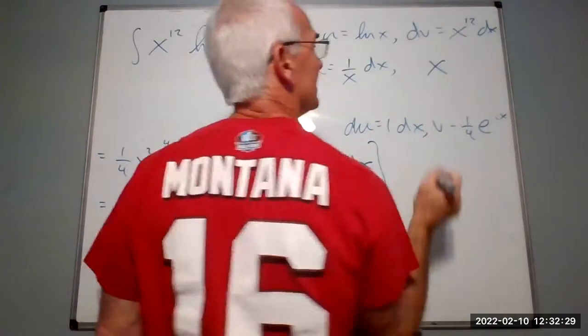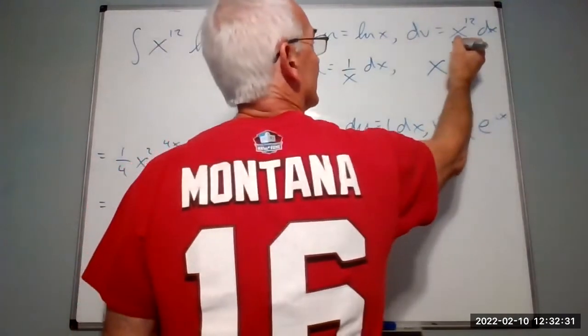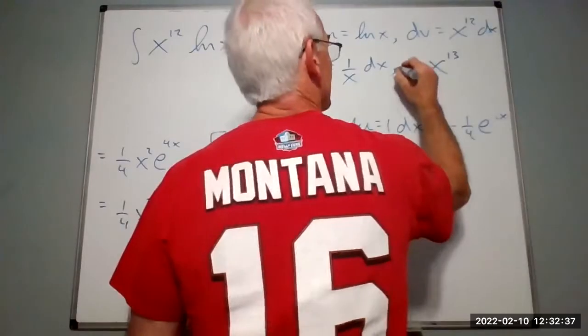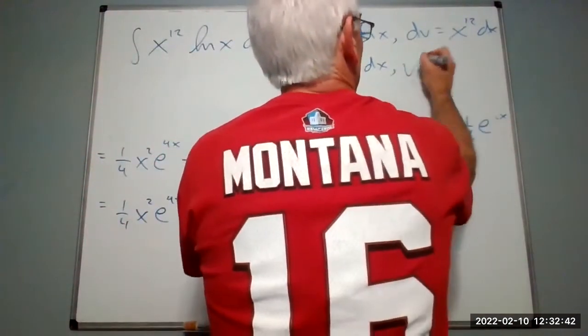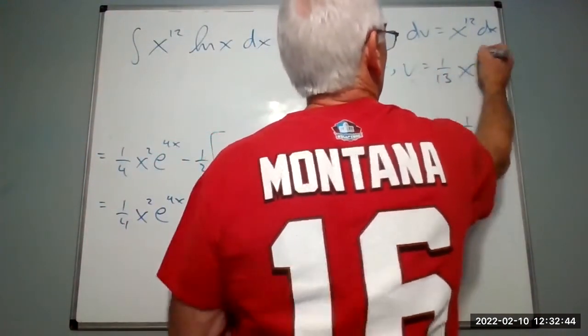X to the what power? Antiderivative. 13, and then 1/13. Sorry, I didn't leave myself any room there. Try that again. V equals 1/13 x to the 13th.